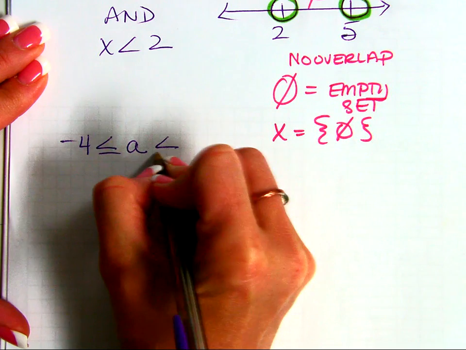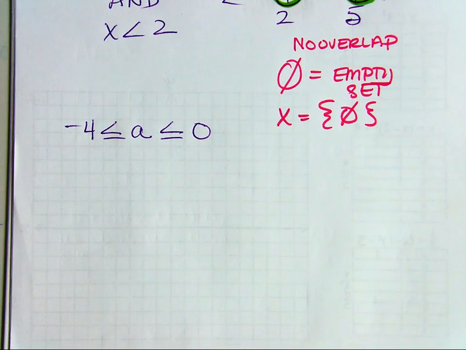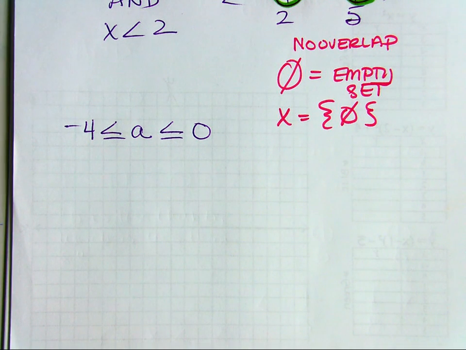All right, so I would like you to try this one. -4 is less than or equal to a, less than or equal to 0. So try to list it for me. Tell me all the numbers and graph it.